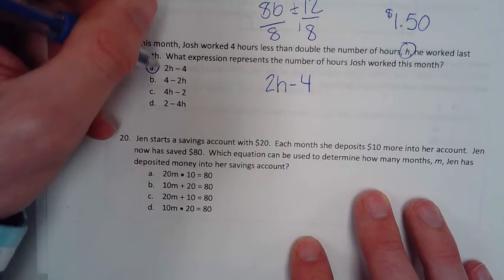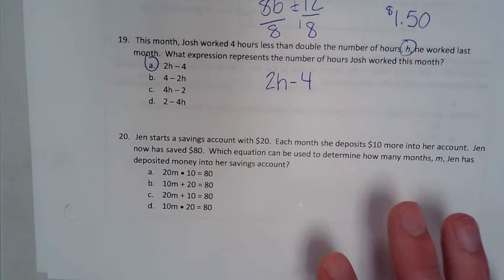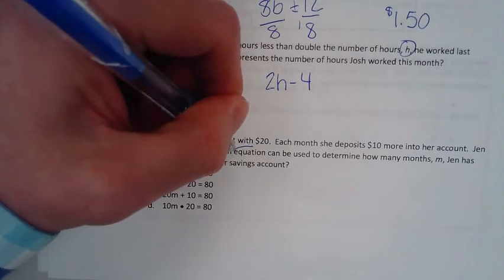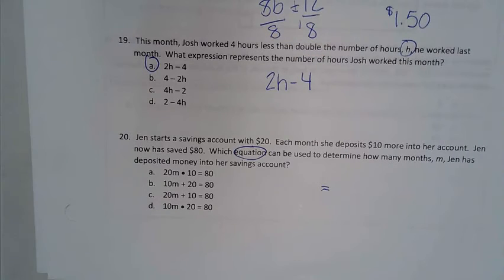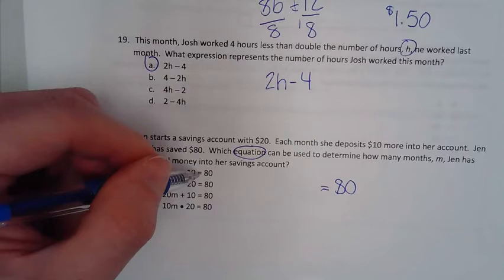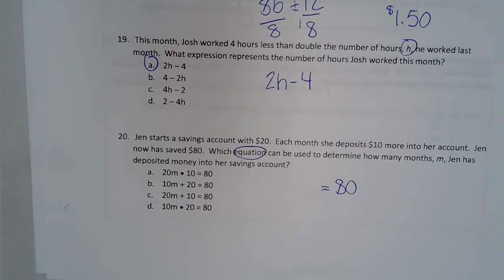Jen starts a savings account with $20. Each month she deposits $10 more into her account. She now has saved $80. Which equation can be used to determine how many months Jen has deposited money into her savings account? Well, the total amount is going to be 80. Just like earlier, if I'm unsure, I can just look and say, hey, they're all going to equal 80.